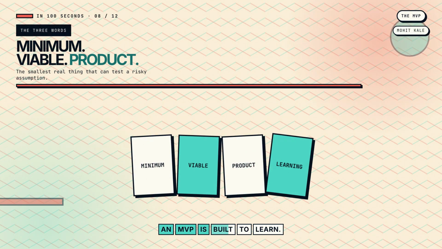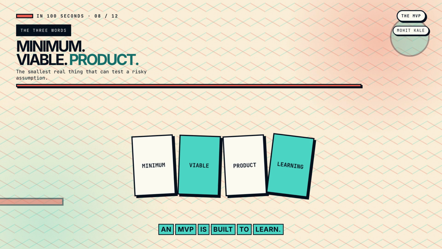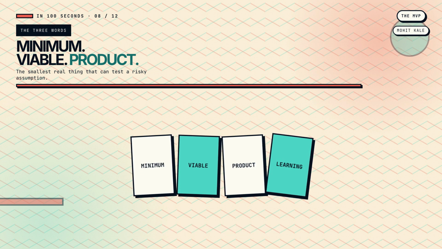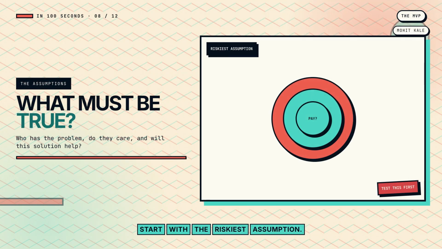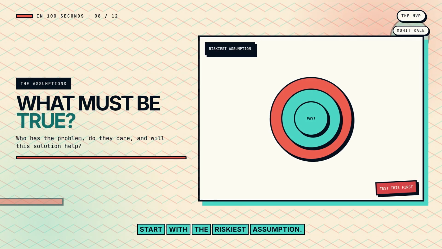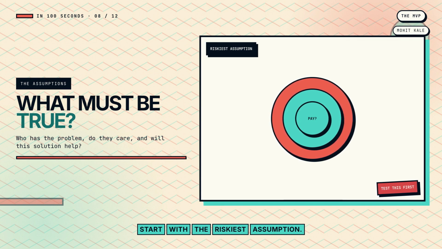An MVP is the smallest product experiment that can teach you something important about customers. Minimum means small. Viable means useful enough to test. Product means something people can actually experience, not a logo, a waitlist, and your mother's encouraging comment. Start with the risky belief: who has the problem, whether they care, and whether your solution helps. Then build the quickest, honest test.